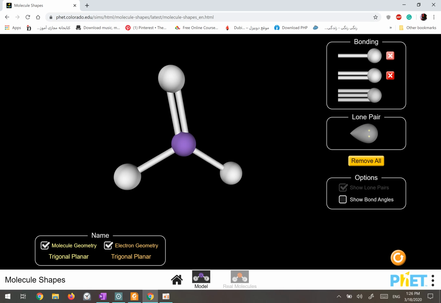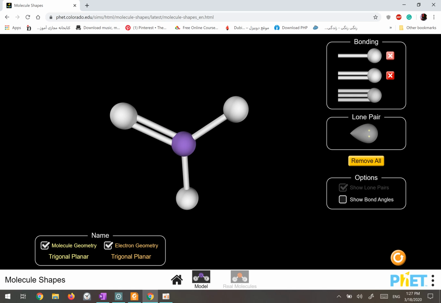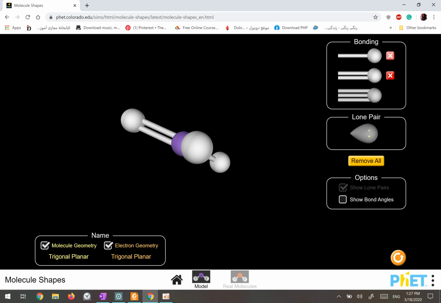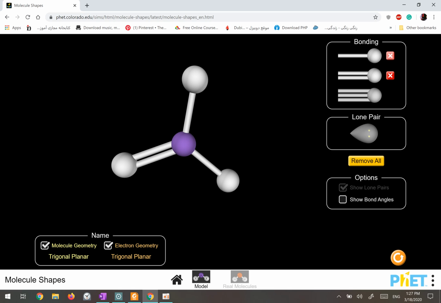I can drag this one to see how the molecule can be planar. So look at this one. It clearly shows that all of them are on a single plane. None of them is coming out up or down. So this arrangement is planar, and it's trigonal planar. So when you don't have a lone pair, the molecular geometry is the same as the electronic geometry.